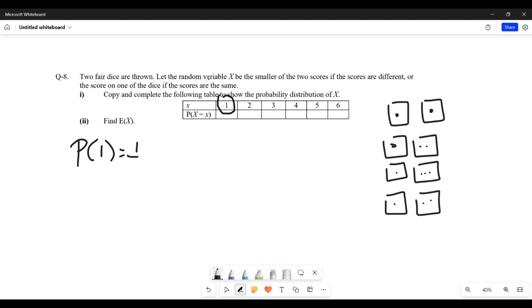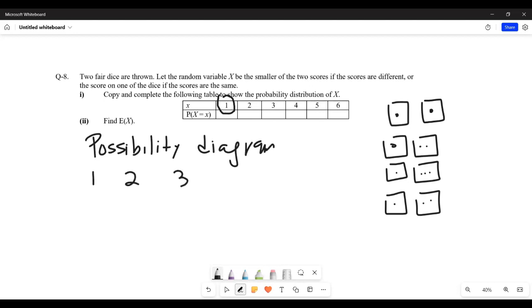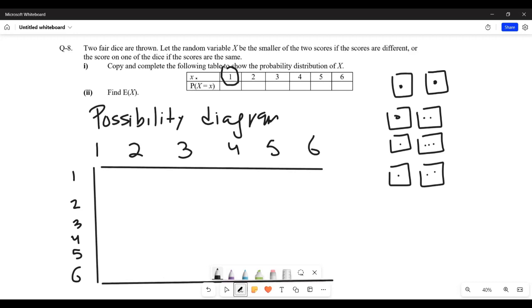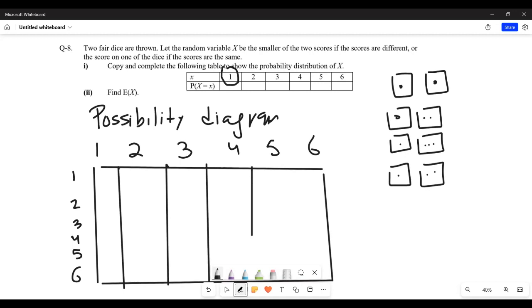Now a good way of doing this question is by using a possibility diagram. So what I'm going to do, I'm writing the result of the first row here, 1, 2, 3, 4, 5, or 6, and the result of the second row here, 1, 2, 3, 4, 5, and 6. This way we'll be clearly able to see how many total outcomes there are, and we can clearly see all the outcomes in front of us.